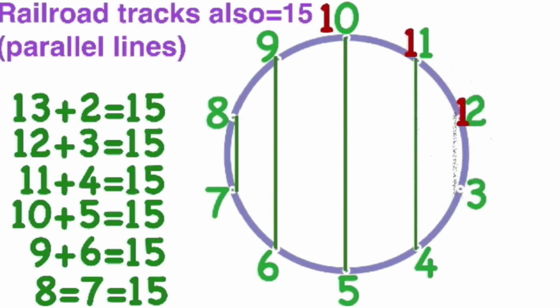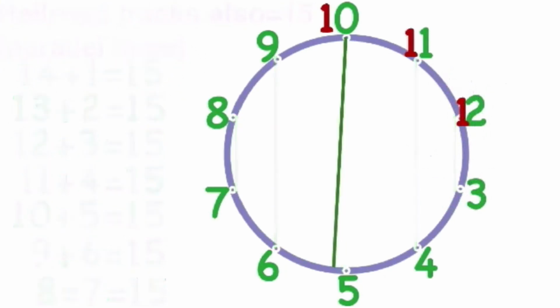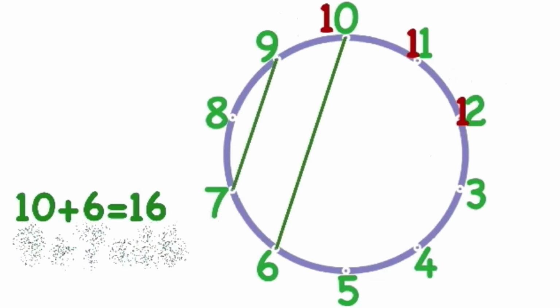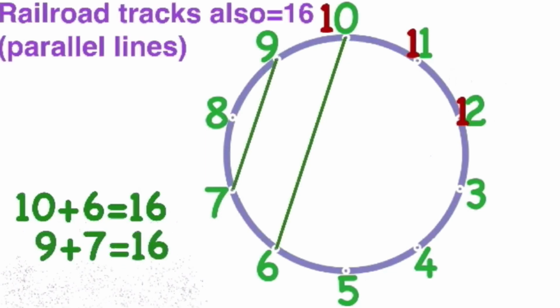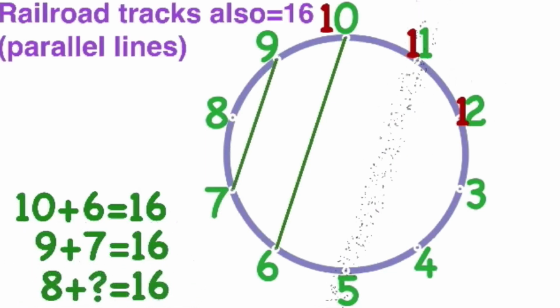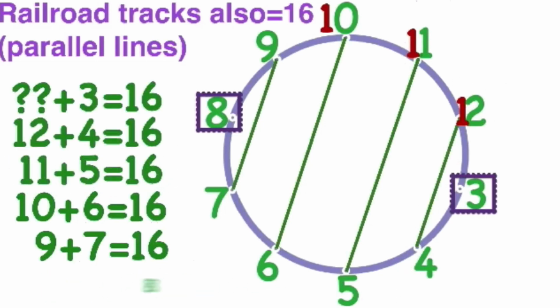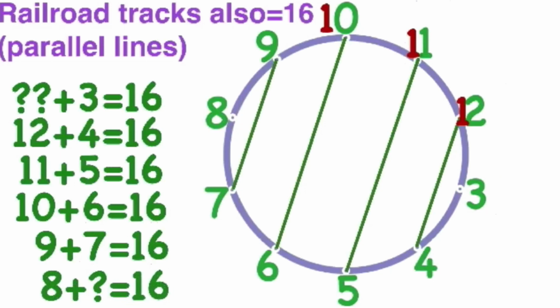The 10 can be in any place. It's still going to add up to 15. And 10 and 6 are 16. And 9 and 7 are 16, also 10, 6 or 16. And then 8's all by itself. Well, of course, we double that 8, and 8 and 8 are 16. And 11 and 5 are 16. And 12 and 4. So we just add 10 to either one of those numbers, and we still get 16.